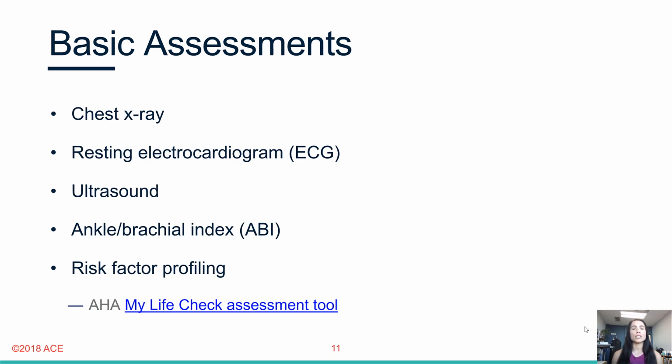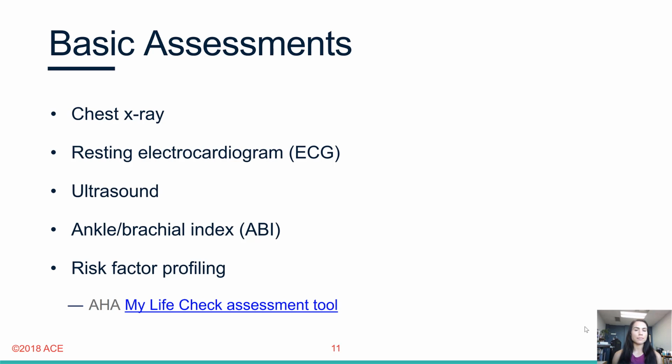The resting ECG, or electrocardiogram, is used very commonly to look at someone's cardiovascular health. It examines a client's heart at rest to evaluate the electrical impulses going through and emitted by the heart. This can be really helpful in identifying if that person has any underlying heart arrhythmias or irregularities.